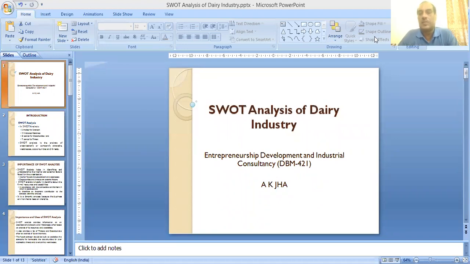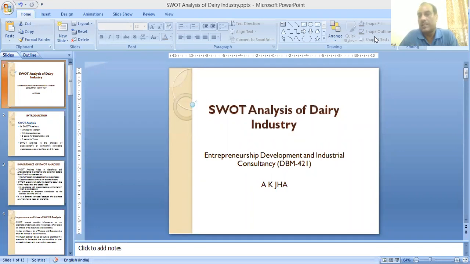And today's topic is SWOT analysis for the dairy industry. We have a very vast dairy industry, which includes different kinds of stakeholders. And there are enormous opportunities in the Indian dairy industry. But what is required is that we should have a proper SWOT type of analysis so that we can know what our strengths, weaknesses, opportunities and threats are.